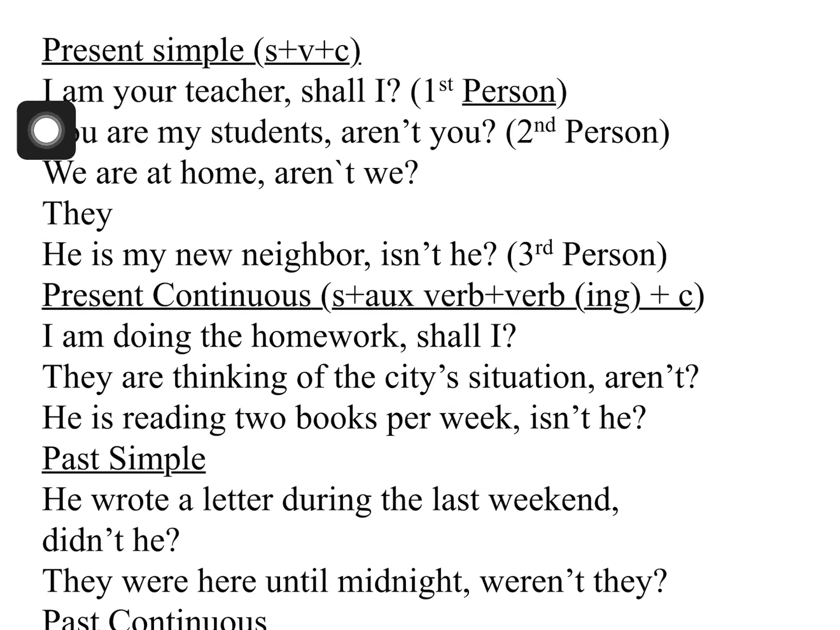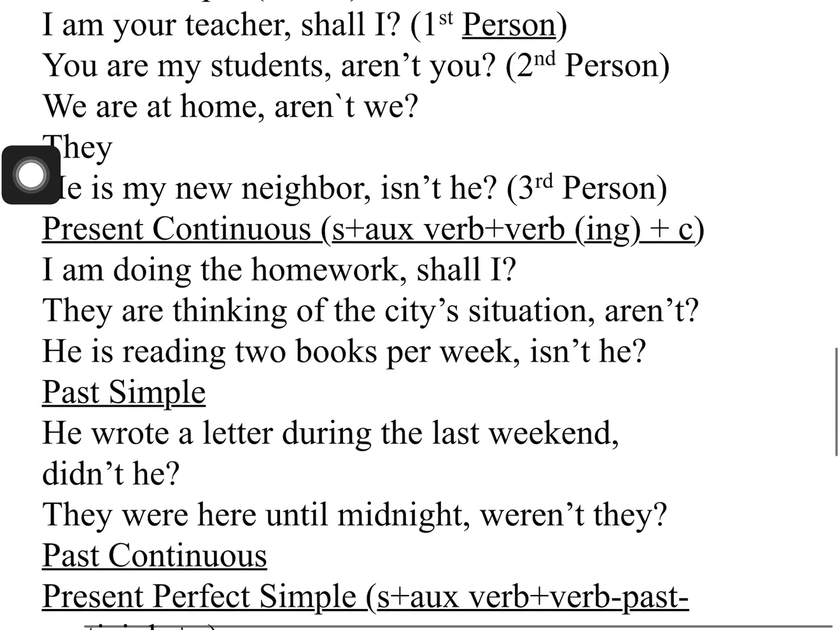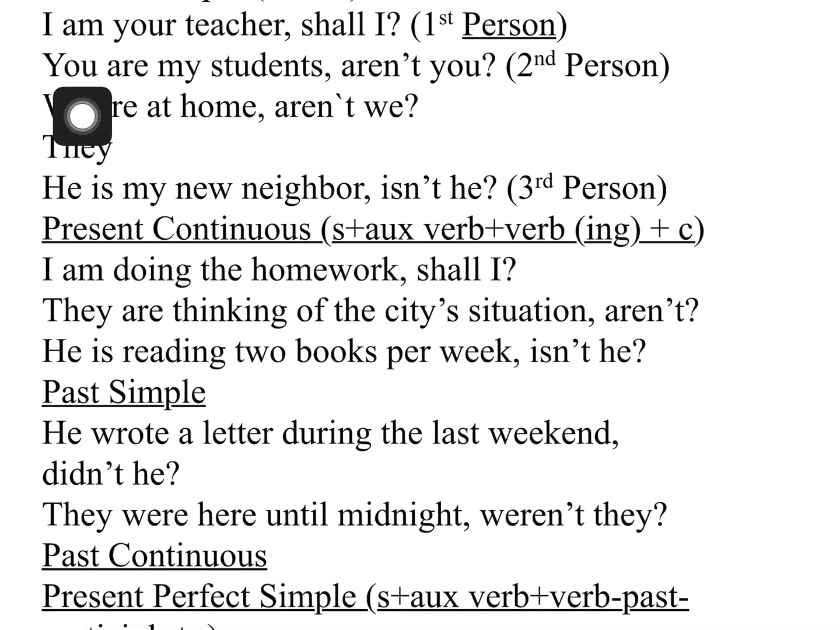Yep. So we are going to use the present simple here. The verb to be. Remember, the verb to be with I is am. I am your teacher. Yo soy tu profesor. ¿Cierto? First person. In that case, you say you are my students, aren't you? Why not here one person? Because the students refer to a plural way. We say that more than one. Yep. In second person, we are at home, aren't we?